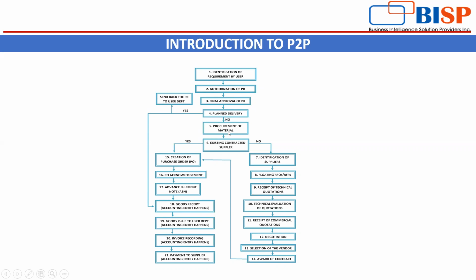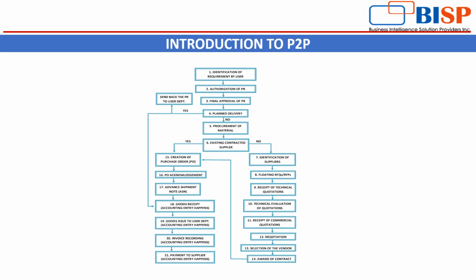And for the procurement of material, we need an existing contracted supplier. Now if we have a supplier with us, then we create a purchase order. But in case we do not have a supplier, then we identify the suppliers, we float the RFQs or RFPs, then we receive the technical quotation from the requisite suppliers.